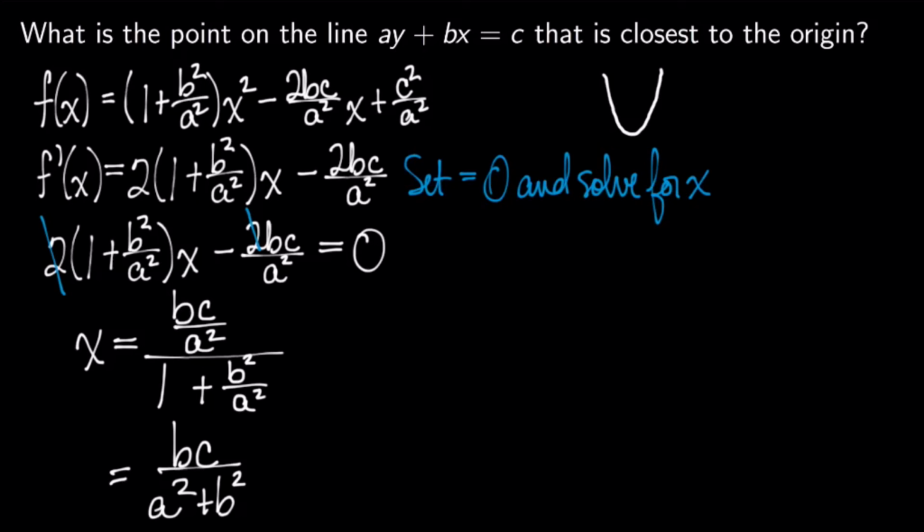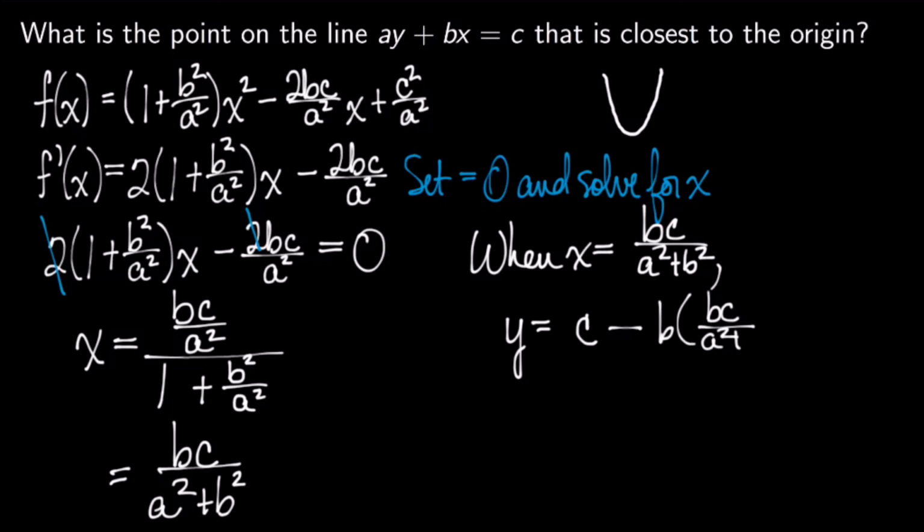It's unfortunate. Over the years, my feeling has always been that I'm annoyed at this point that I'm not done yet. Because I'm like, I found the x. What do you want? Well, the problem wants the point. The problem wants an x and a y. So you have to find a y. We're going to go back to this formula to do it. So when x is equal to this quantity, bc over a squared plus b squared, y is equal to c minus b times that all over a.